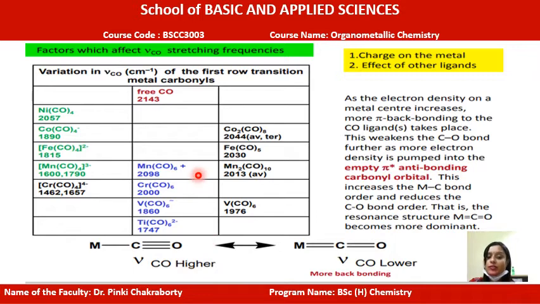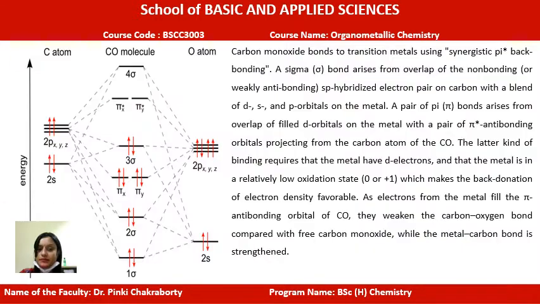So as we move from positive to neutral to these two negatively charged species, the electron density on the metal is increasing and more back donation is there. As we know, if more back donation or back bonding is possible, the frequency between carbon and oxygen will decrease. So this is the major factor in how the charge on the metal affects the carbon-oxygen stretching frequency.